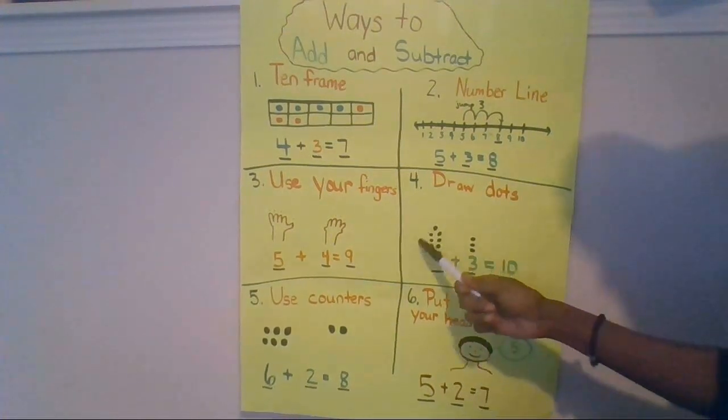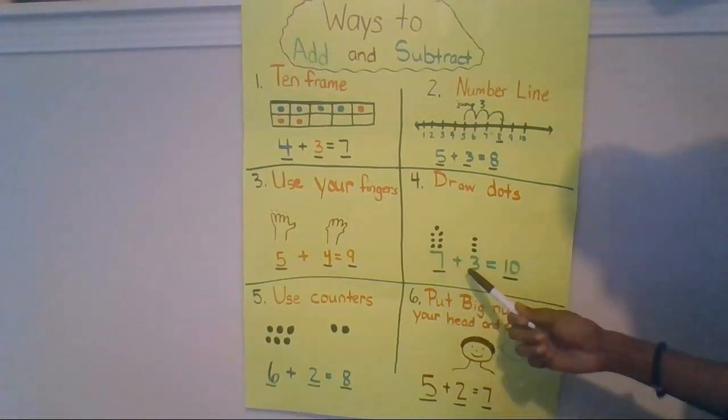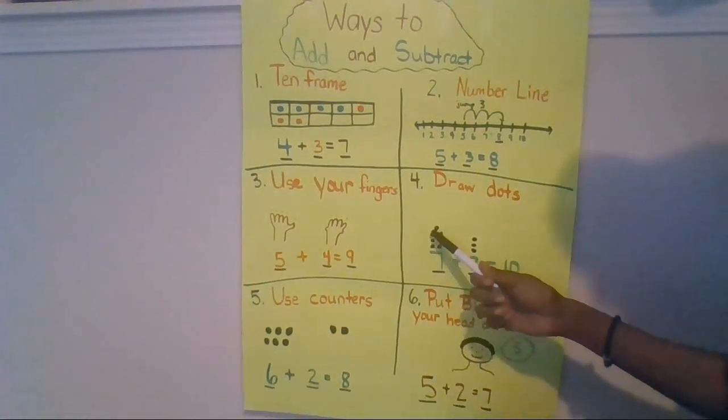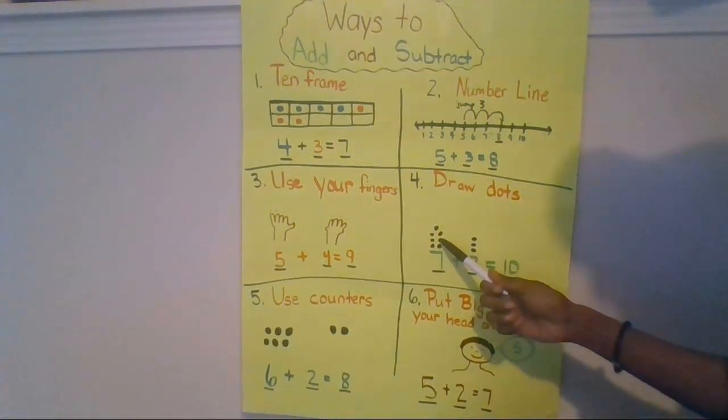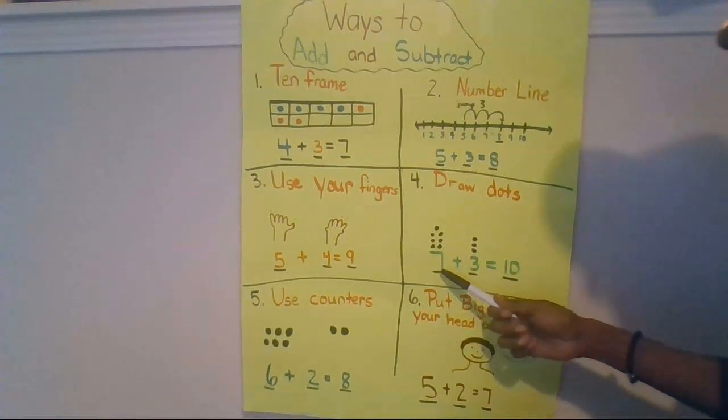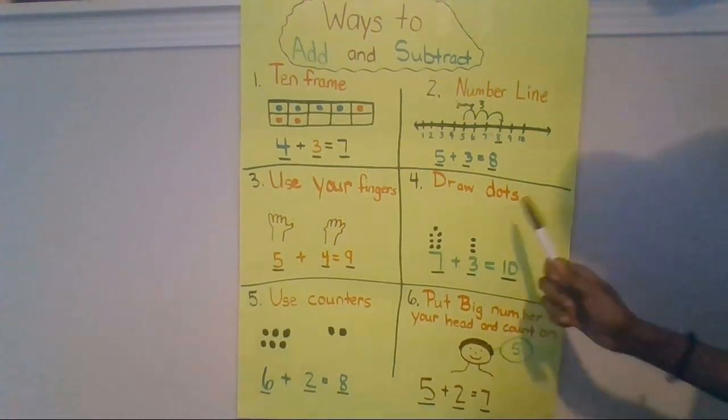I'm going to count all together, because we're adding this part and this part to make that whole. Let's count them all together. 1, 2, 3, 4, 5, 6, 7, 8, 9, 10. So we know 7 plus 3 equals 10 using our dot strategy.